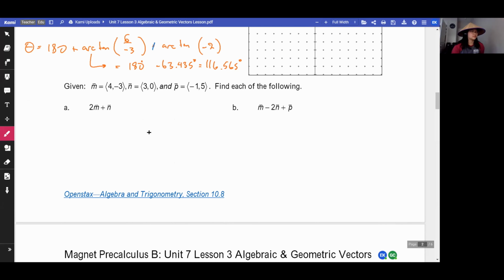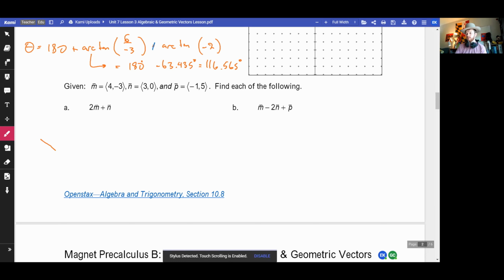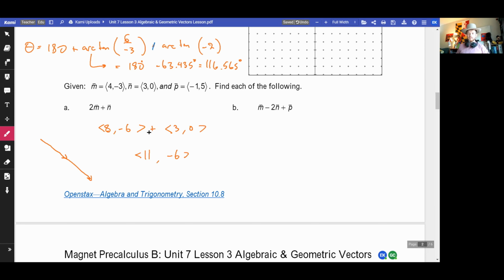2m plus n. 2m, that's 4 and -3. Did we decide that for 2m we just multiply through? Yeah, we have to distribute, right? Pretty much what's happening is you're scaling up the x direction and the y direction. So it's 4 for the horizontal and the vertical. It's going to be 8, -6. So we have 8, -6 plus n, which is 3, 0. Will be 11, -6. This is as easy as it looks.